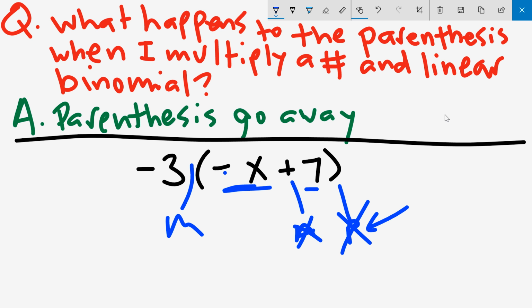But remember that little math trick that I taught you last video. If you have a linear binomial times a number, you can multiply them together. And guess what? These parentheses go bye-bye.